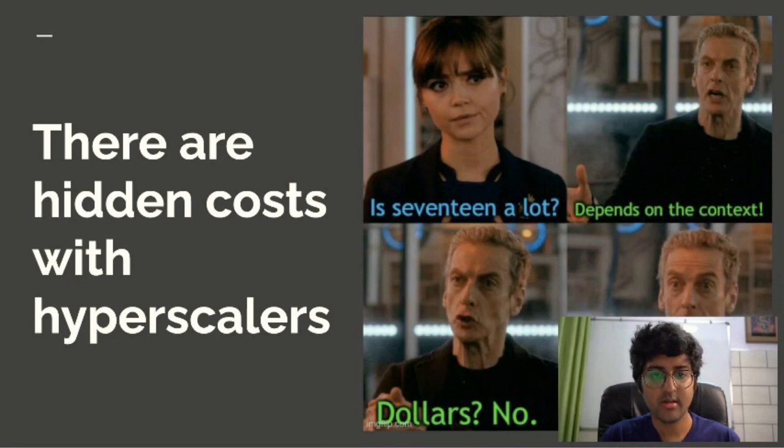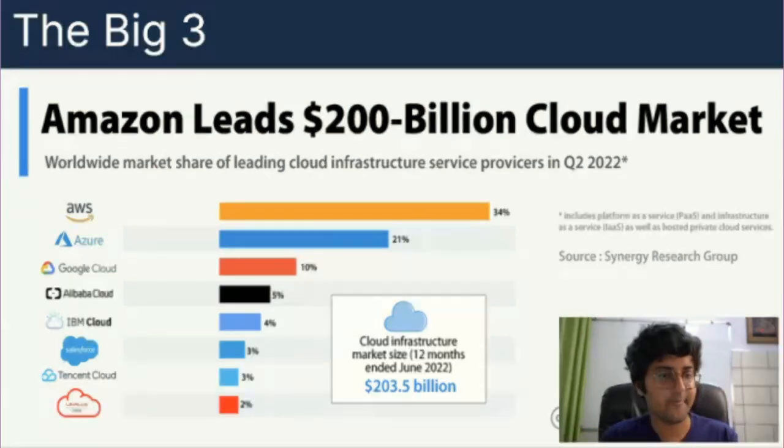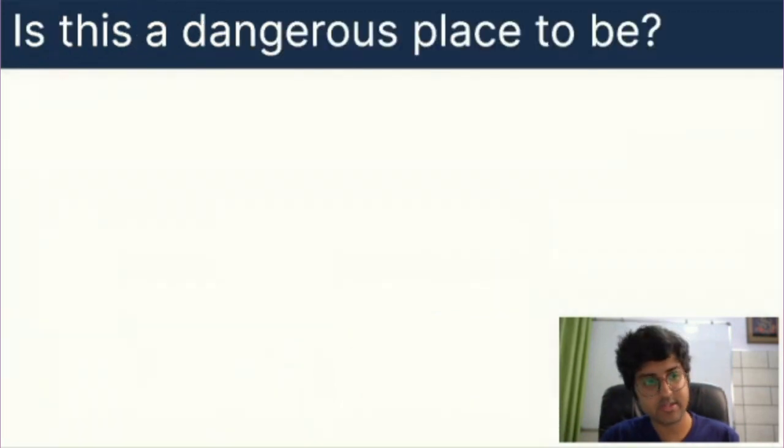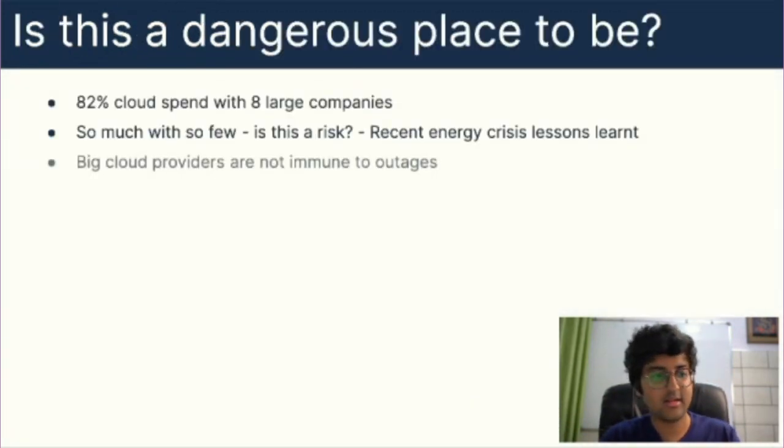Talk about cost specifically from the providers. If you talk about the big three hyperscalers, Amazon leads the 200 billion cloud market, right? And you can see Azure is there, then Google Cloud is there, and then there are some other companies. So the question you should ask yourself is, three companies leading the market, is this a dangerous place to be in? Because 82% of the cloud spend is with 8 large companies, so much with so few.